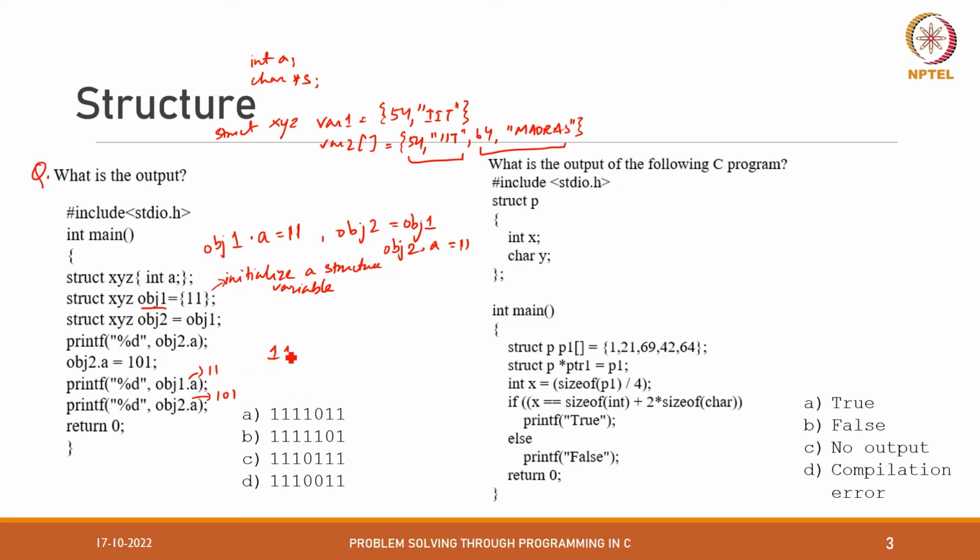So what will be printed here? First 11 was printed, then again we'll have 11, then 101. So I think option B should be the answer. Is that clear to everyone? Okay, fine. So let's move on to the next question.